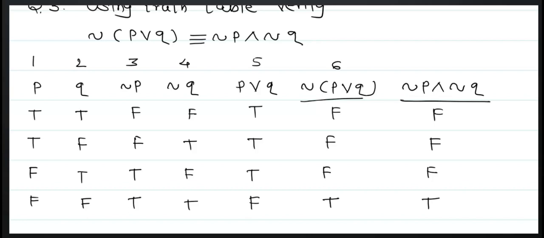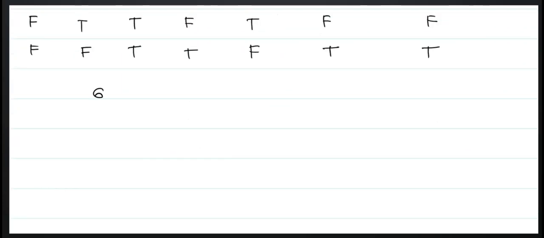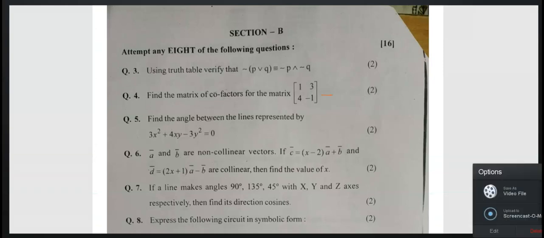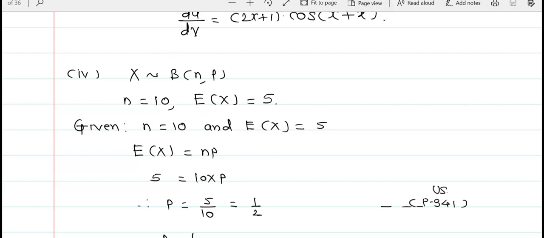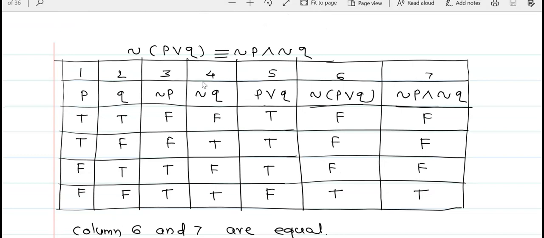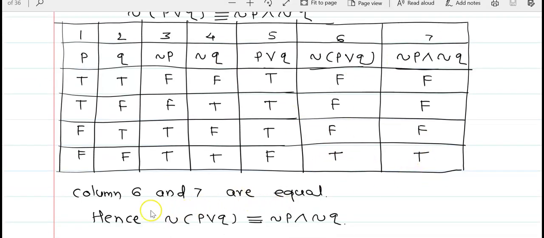Now if you see, column number 6 and 7 are both equivalent, and hence it is a proof. Now then, let's see this again here. Using the table, column 6 and 7 are both equal, and hence it is a proof.